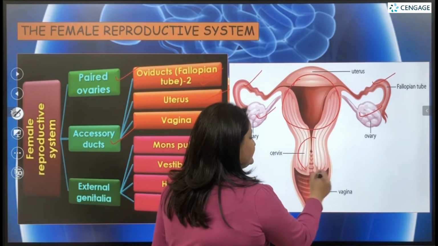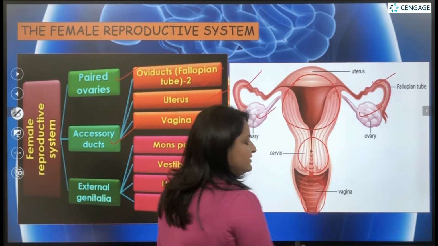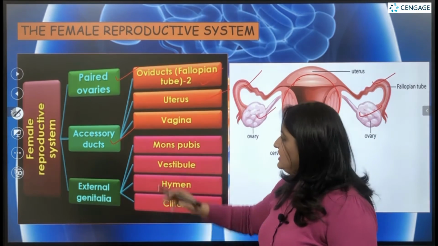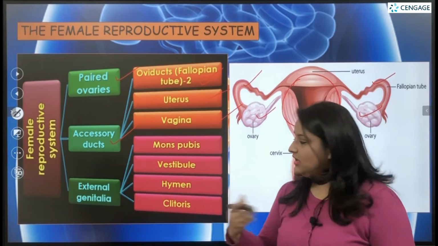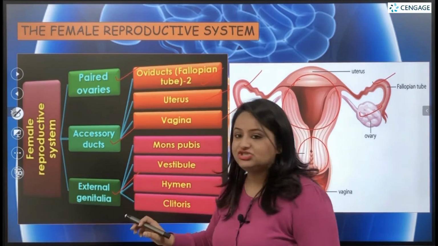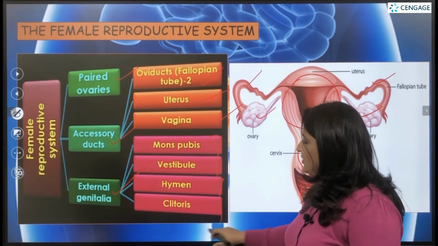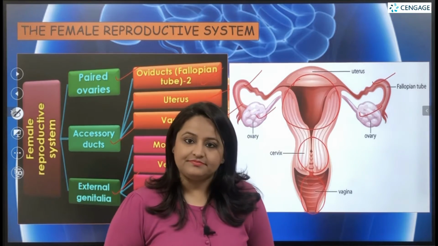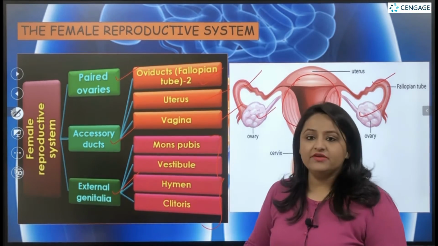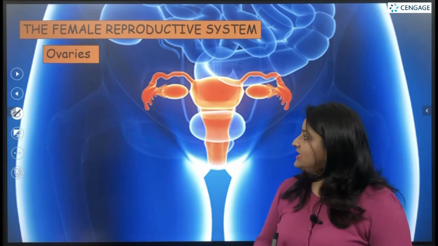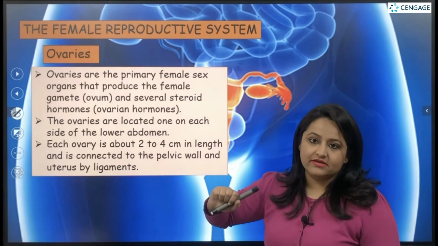Then the cervix and the vagina. All of these form the accessory ducts, along with the external genitalia, about which we will study in detail. So these are some of the parts of the female reproductive system. Now let's study the ovaries in detail.